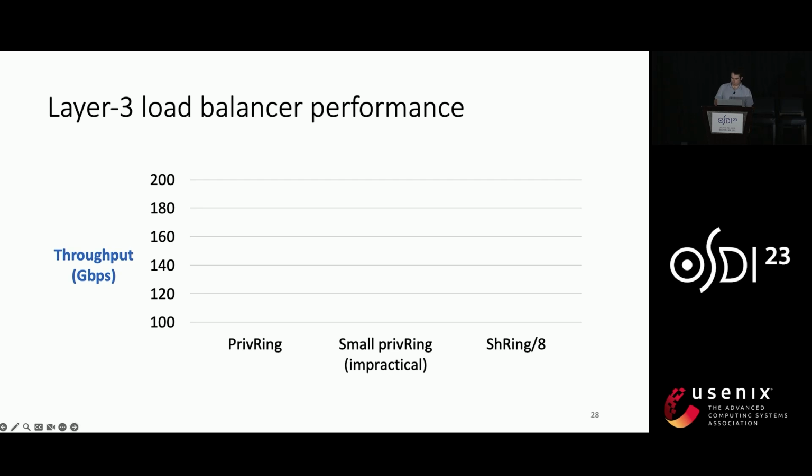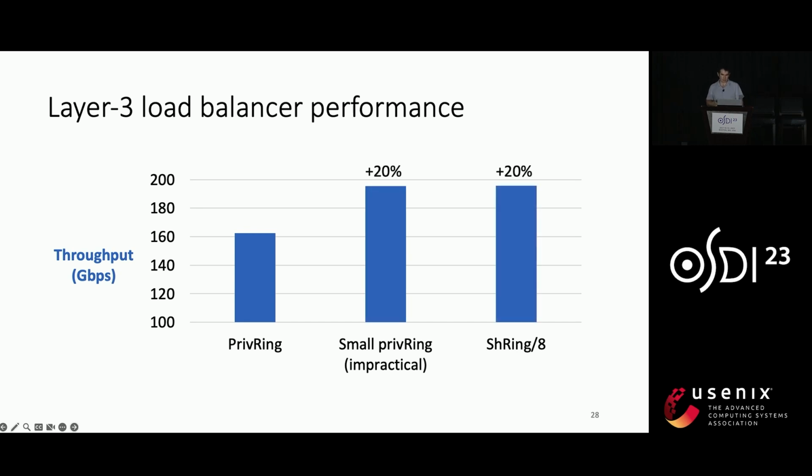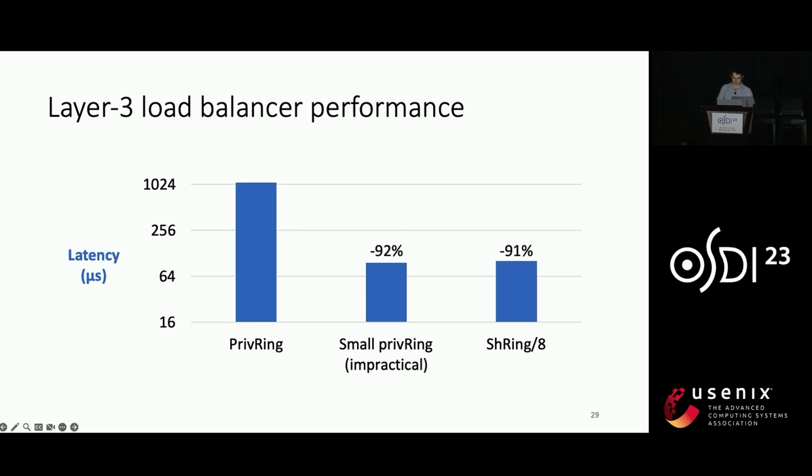We compare a default size private ring per core, small private rings that fit in DDIO but will cause loss if traffic is bursty, and a ring shared by 8 cores. The working set of private rings doesn't fit in DDIO, and hence its throughput is low. On the other hand, small private rings and ShRing fit in DDIO, and hence they reach line rate, improving throughput by up to 20%. When looking at latency, we see that the default private ring, which does not reach line rate, has latency of 1 millisecond, while small private rings and ShRing have a latency of about 100 microseconds.